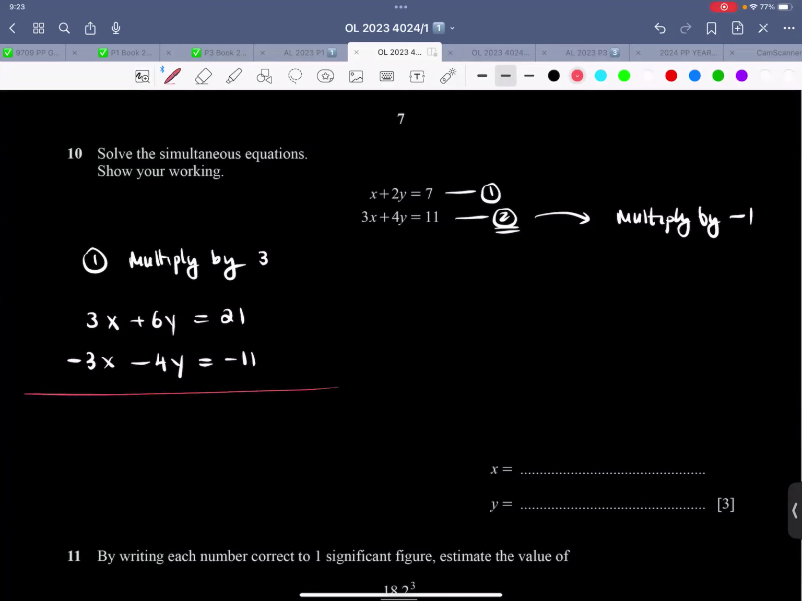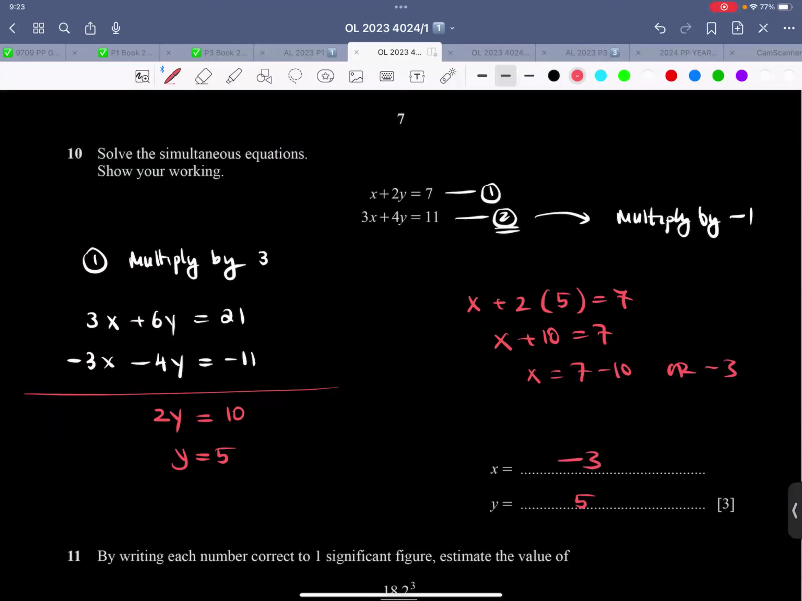And now when I add it up, the 3x and the negative 3x will cancel out. 6 minus 4, that's 2y. 21 minus 11, that is 10. Therefore, y comes out to be 5. Now I can use any equation. x plus 2 into 5 equals 7. x plus 10 equals 7. x is 7 minus 10, which is negative 3. So x is negative 3. So the answer is negative 3 and 5.